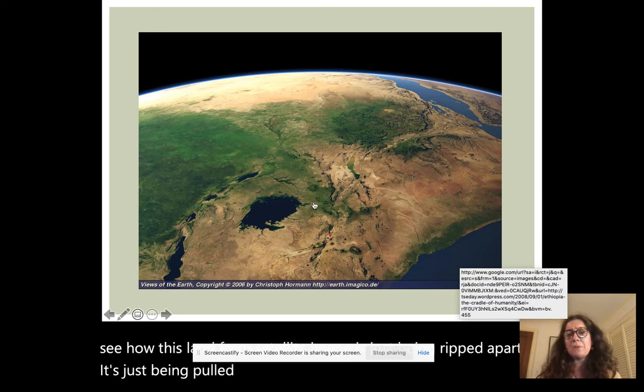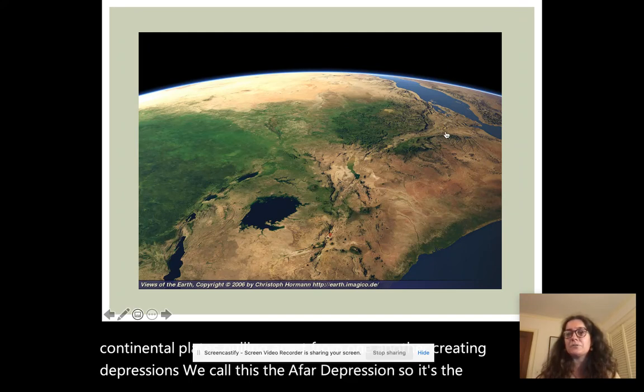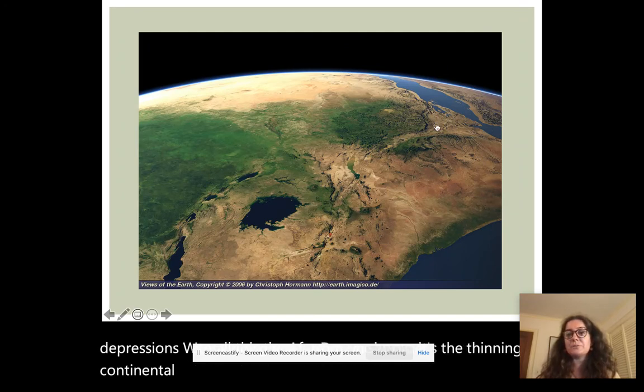So this is a modern day example of continental plates pulling apart from one another, creating depressions. We call this the Afar Depression. So it's the thinning of continental crust. And pretty soon, as you will see how it's thinning here, it's going to open the way for the water from the Indian Ocean, from the Red Sea to come in.